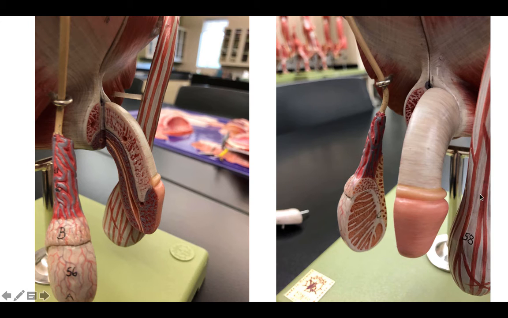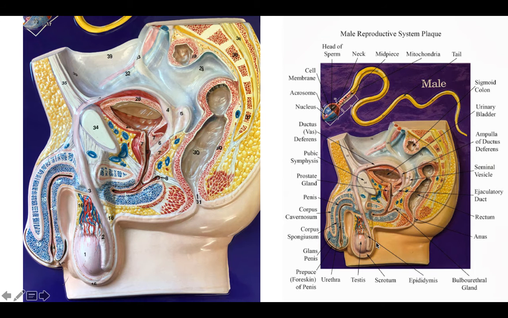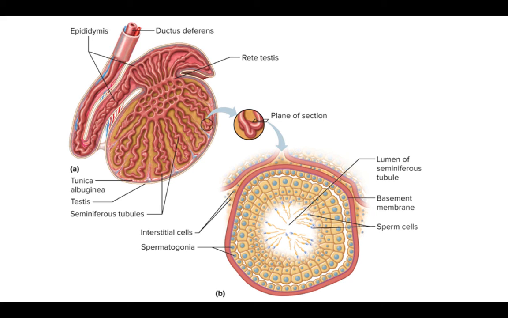Then inside the testes, we also have what are called the seminiferous tubules. If you were to do a cross-section of what the testes look like on the inside, you would see that it's full of these tubules, and these are called the seminiferous tubules.